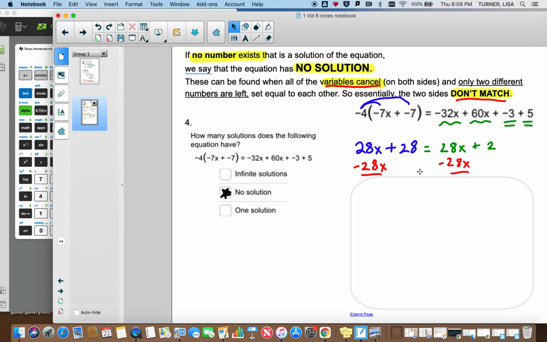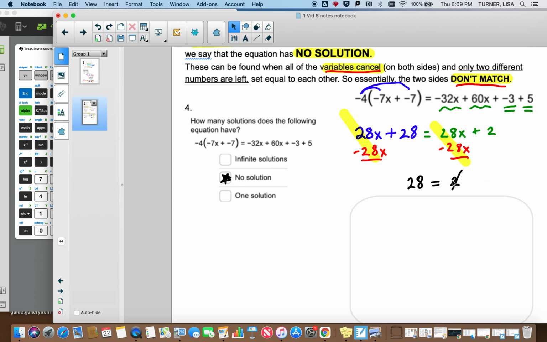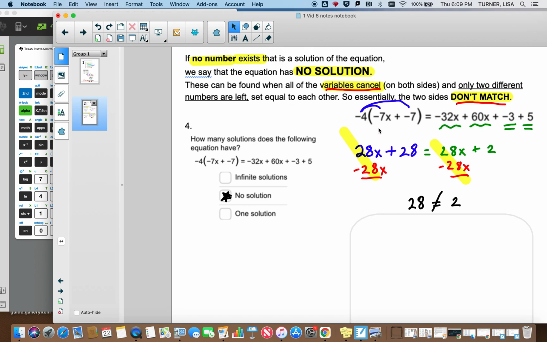I subtracted 28x off, but I notice that they are going to go away. Like this cancels and this cancels, right? Those make 0, and I have 28 equals 2, and in no world does 28 equal 2. And I would actually put this notation in my work. So there's no way they're going to match. There's no x value that I could put in on this side and this side that would make this side equal the same as the other side. So no number works when the variables cancel and the numbers I'm left with are different. It means there's no possible solution. So there's no matching at all, that's no solution.